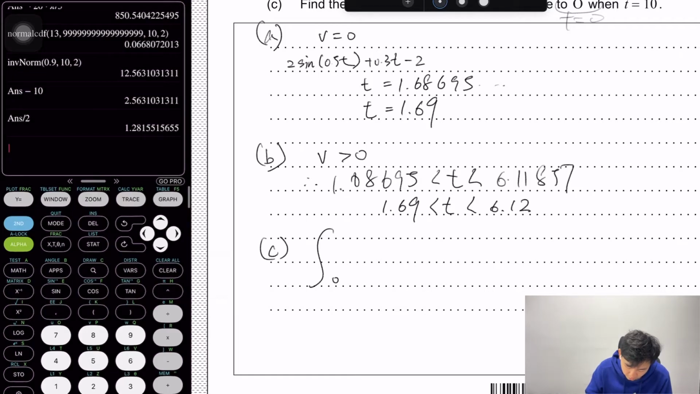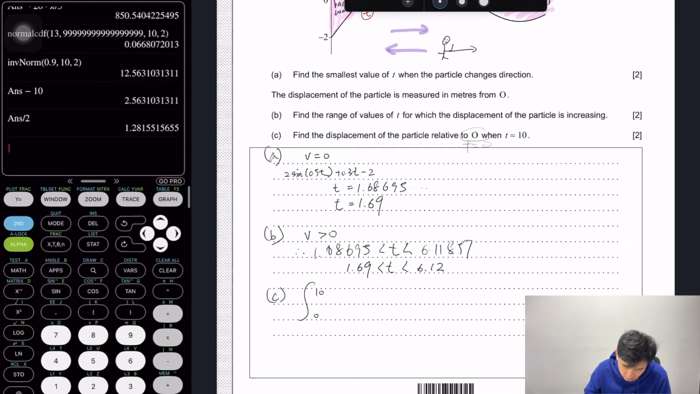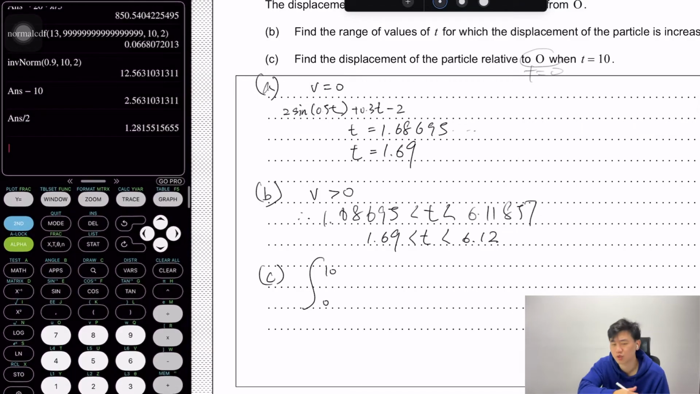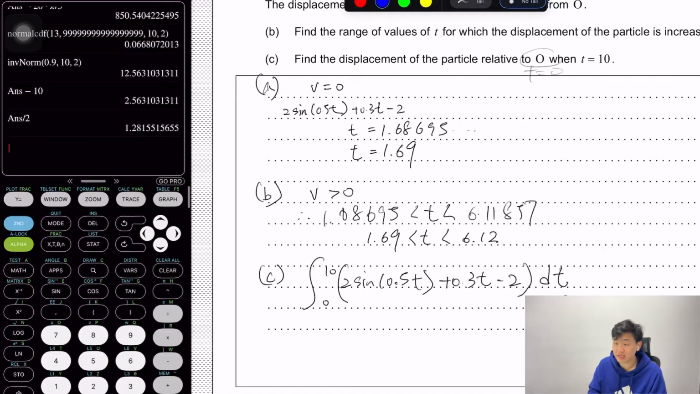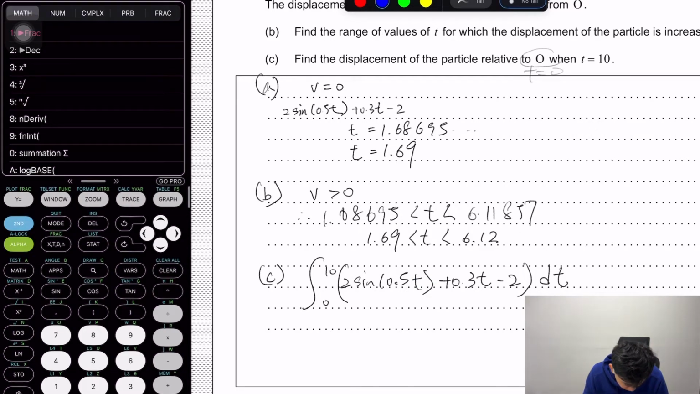So we have to integrate from 0 to 10 of this whole equation, which is you just copy down the whole thing. Which is 2 times sine of 0.5 t plus 0.3 t minus 2. Don't forget to put the dt because you're integrating with respect to time, okay? And then now what you can do is integrate. So let's see what we can do to integrate that. We can use the math menu, and let's go to the bottom a little bit.